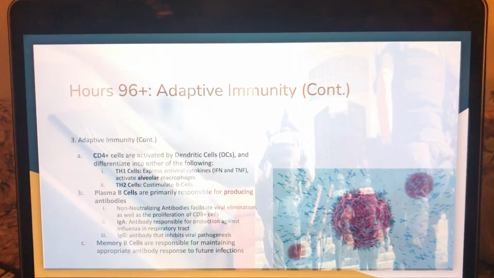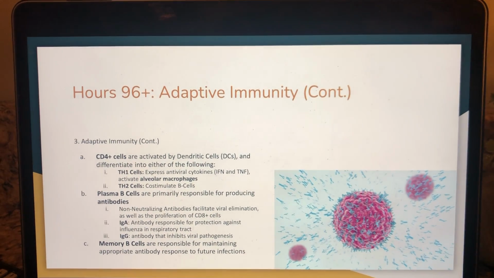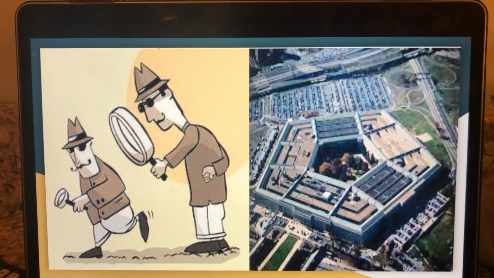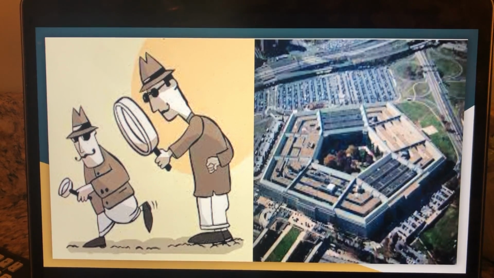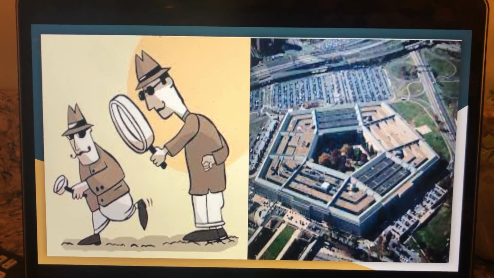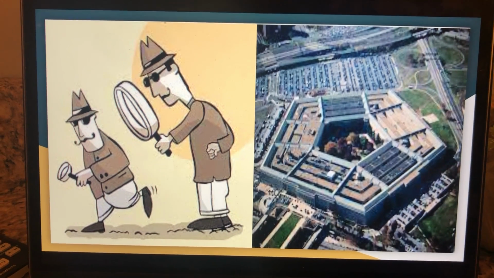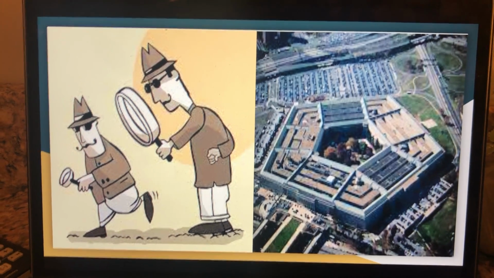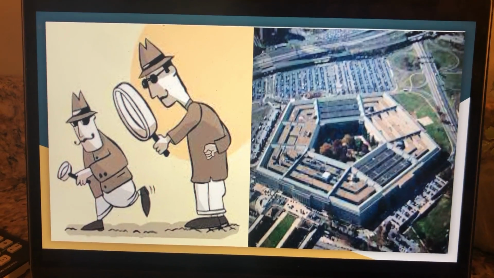Plasma B cells are similar to detectives, in that they are tasked with finding specific criminals that evaded capture, and use specialized techniques to find these criminals. Memory B cells are like investigative directors who work at the Pentagon, whose jobs are to ensure that in the case of a similar event occurring again, the bank security system is more primed and ready to defend itself.